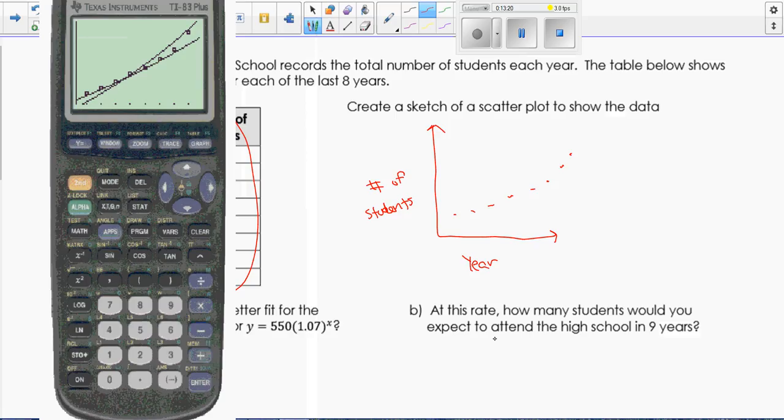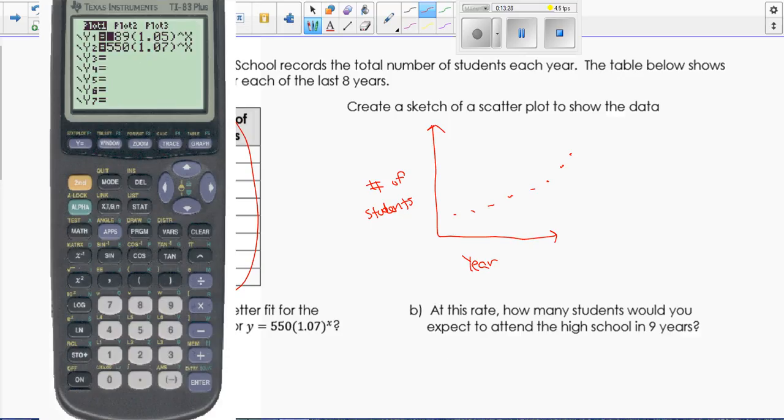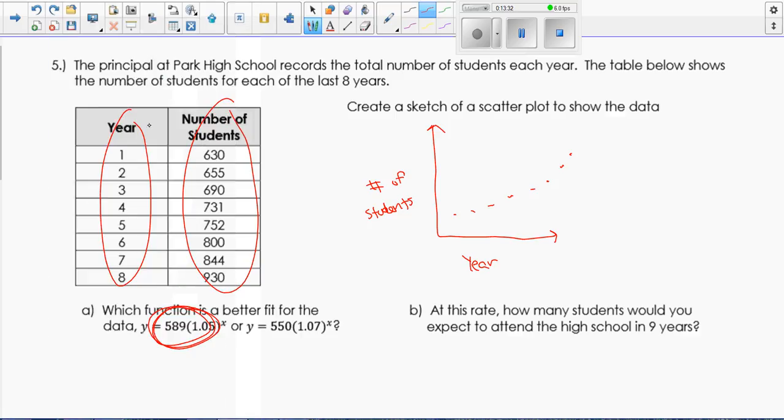And then it says, at this rate, how many students would you expect to attend the high school in 9 years? Well, if we know that our equation is right there at 589, and we're talking about 9 years, if we look at our table value, years is talking about your x, and number of students is talking about your y. So 9 years, we're just going to evaluate.